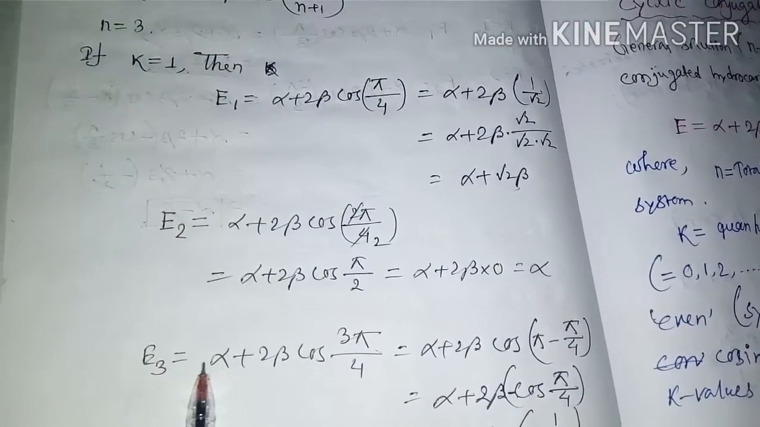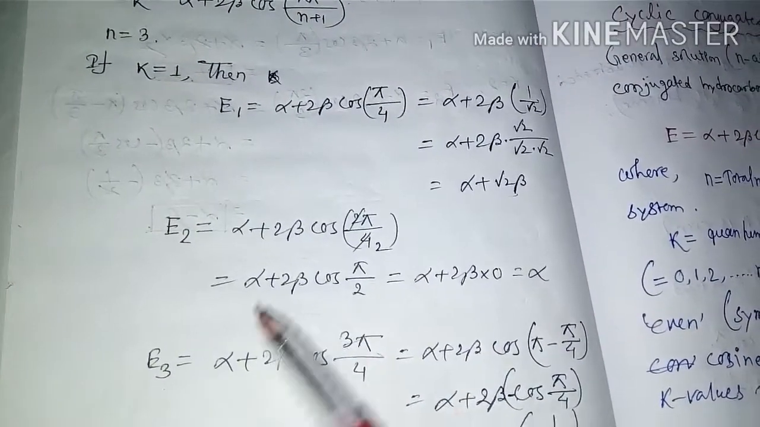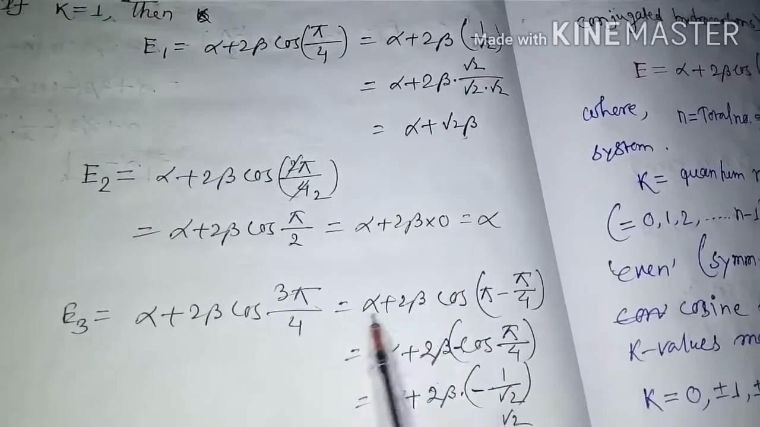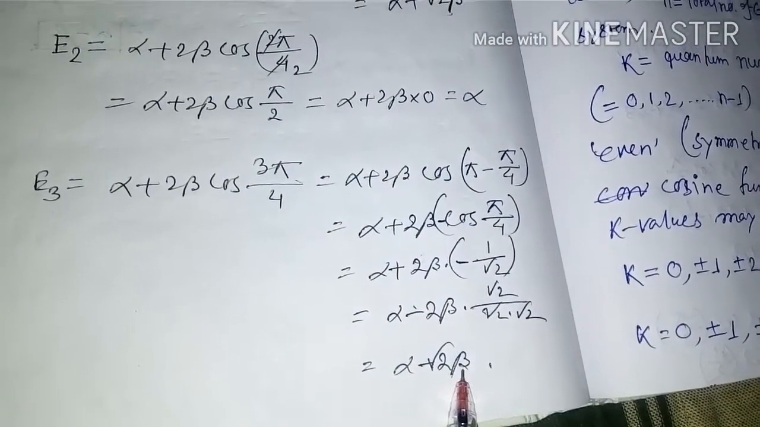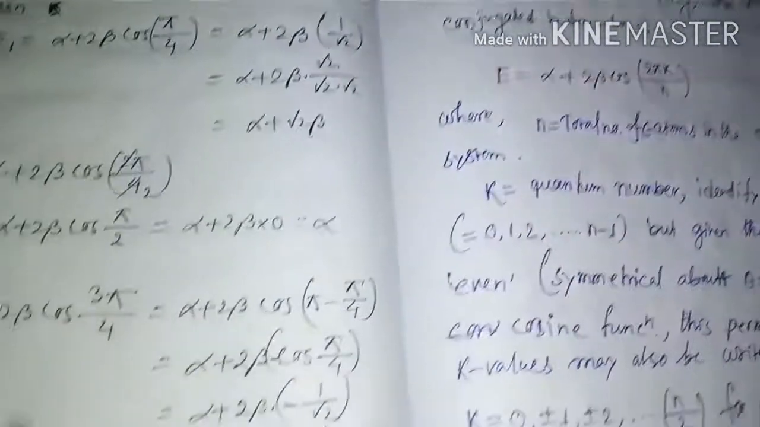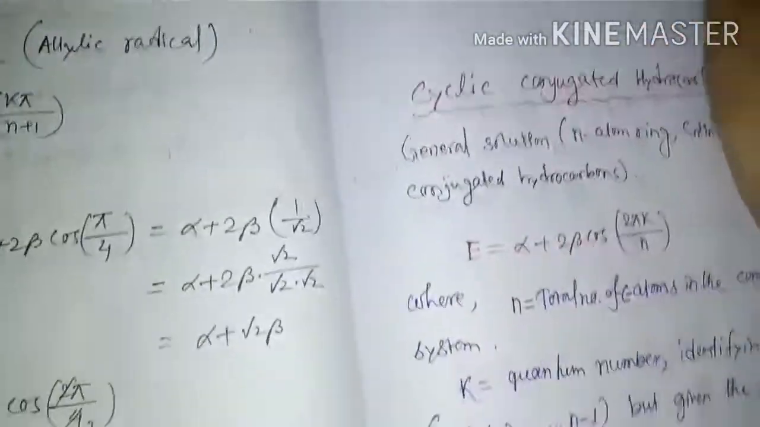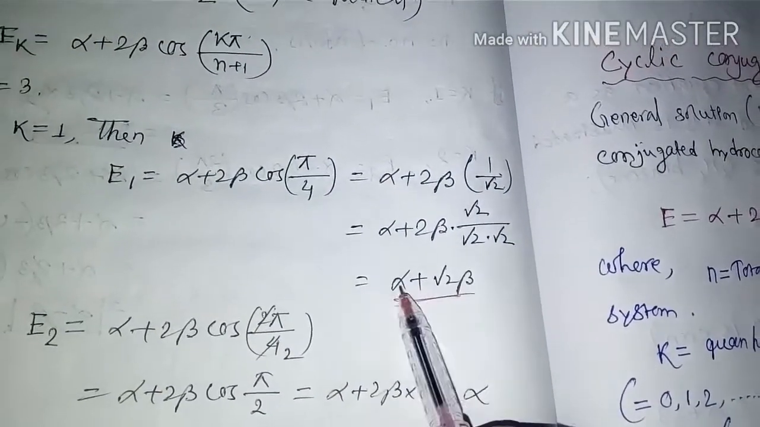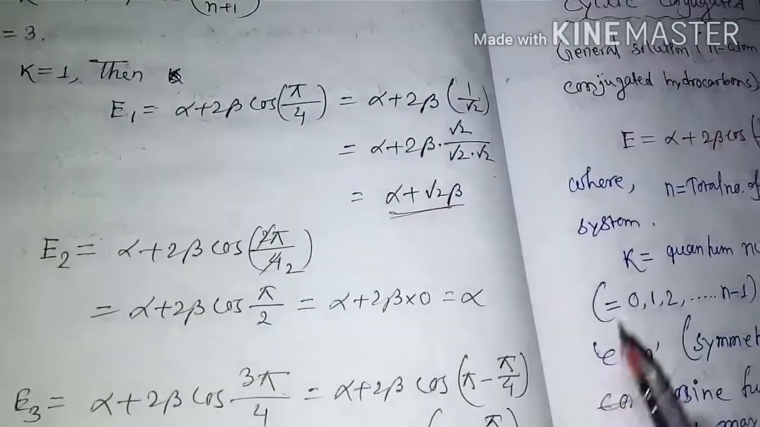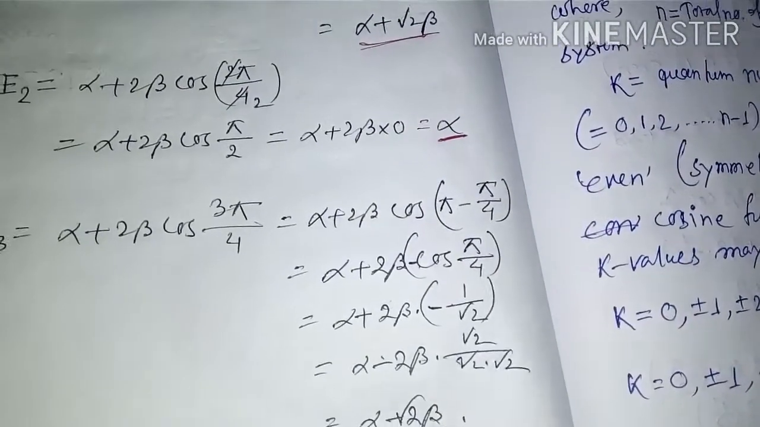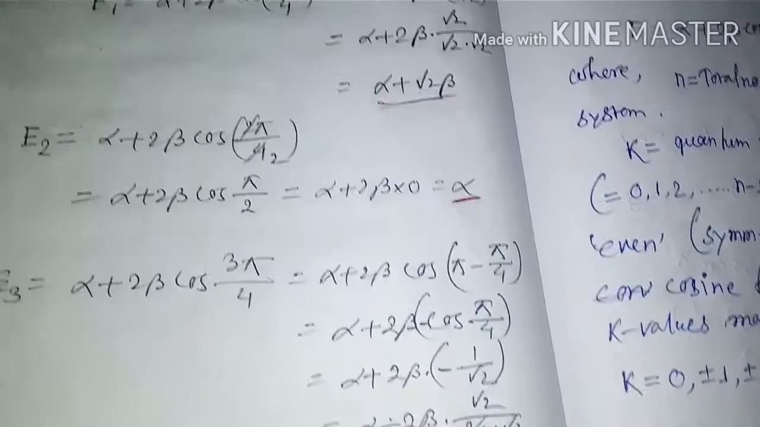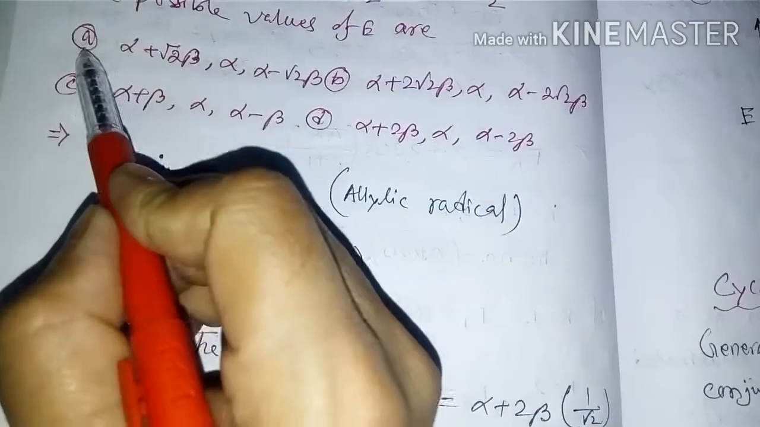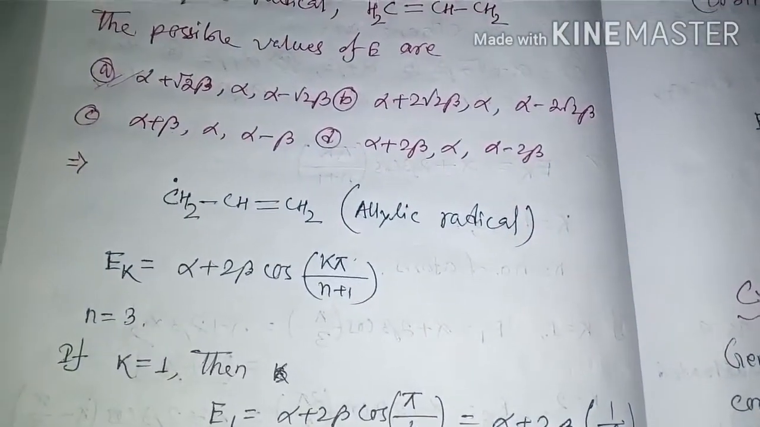And E3 same, you have to put the value, this n value is 3 and k value also 3, then you will get this one. Okay, now this one is minus. Okay, like this. Now which one is correct? First one is alpha plus root 2 beta, after that alpha, then alpha minus root 2 beta. So which one is correct? Alpha plus root 2 beta, alpha minus root 2 beta, this one number is correct.